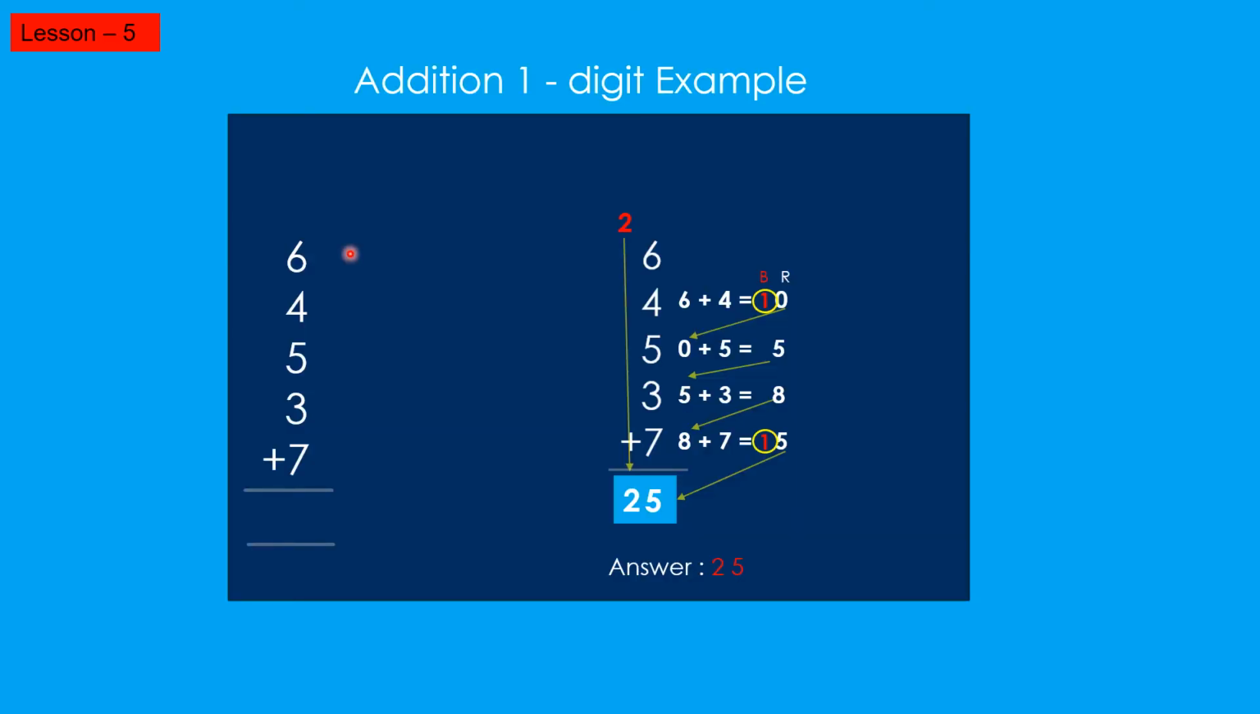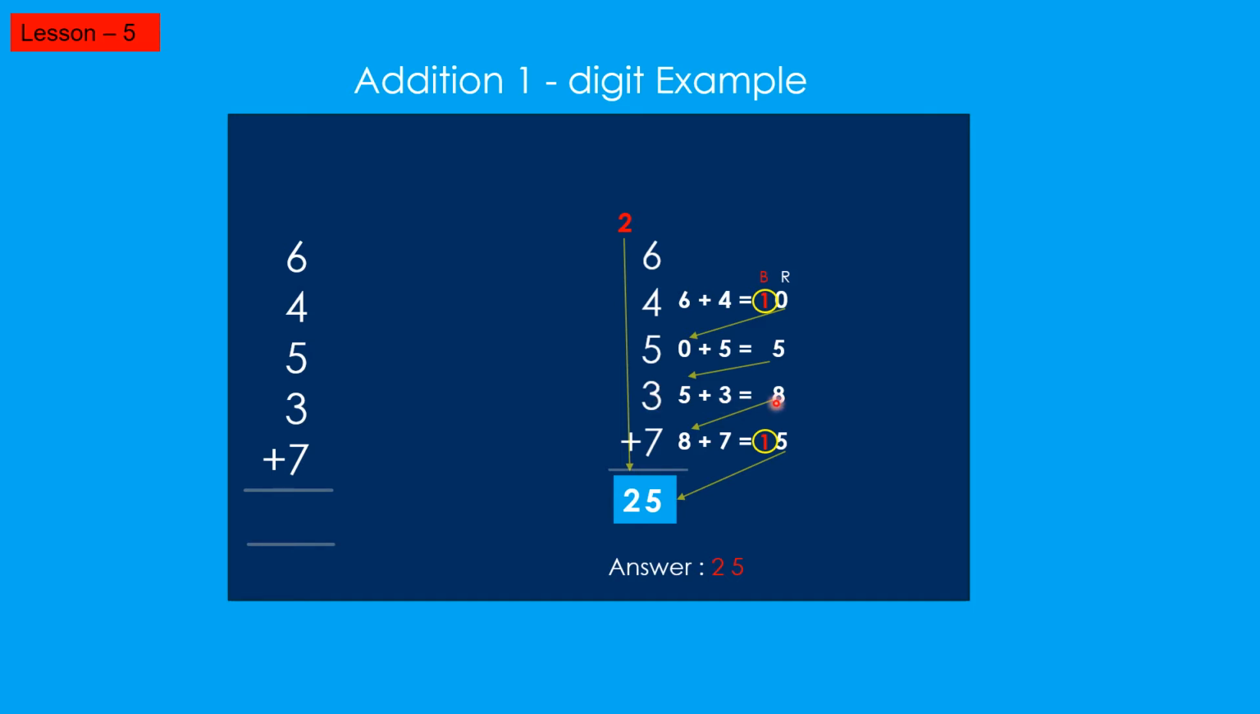Let us take an example of adding one digit numbers. Here you have to add 6, 4, 5, 3, 7 together. So you write the numbers in a vertical way from top to bottom. Then you start adding from the topmost number. So add 6 plus 4, you get 10. So here 10, we write 1 as our base, we circle it, and 0 as our remainder. This 0 is added to the next number 5. 0 plus 5 is 5.